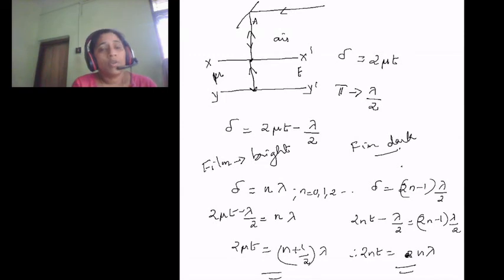What is the condition for an interference pattern to be bright? Delta equal to n lambda, where n equals 0, 1, 2, 3. Applying that condition we get 2 mu t minus lambda by 2 equal to n lambda. Thus 2 mu t equals n plus half, times lambda. Then what is the condition for the film to appear darker? That is delta equal to 2n minus 1 times lambda by 2, where n equals 1, 2, 3 etc. Then 2 mu t minus lambda by 2 equals 2n minus 1 times lambda by 2. Thus 2 mu t is equal to n lambda.